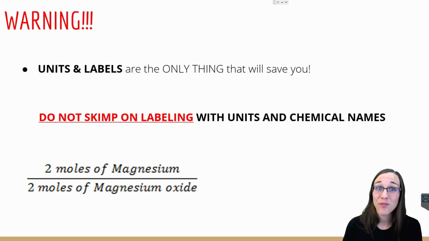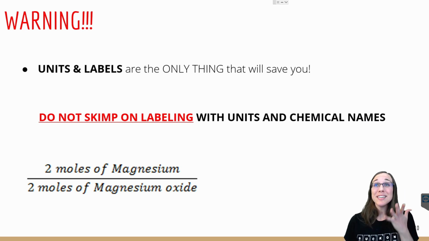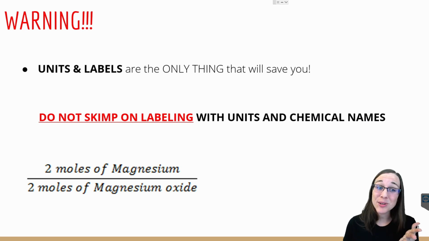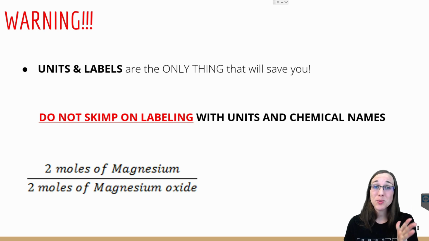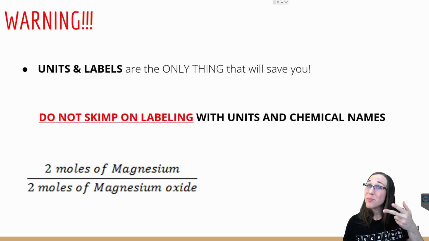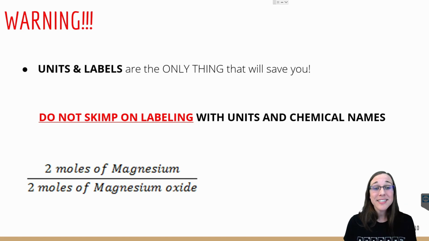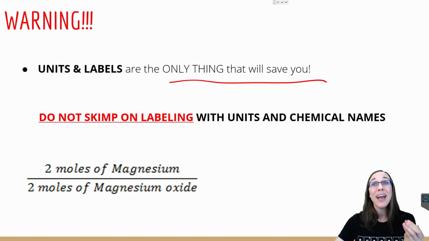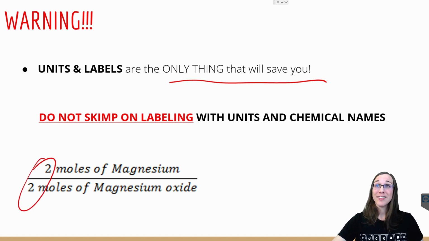Again, just a fair warning. Do not skimp on the labeling. I can't tell you how many times students would get this wrong just because they would flip-flop the mole ratio and get the entire answer incorrect in a lab report or on a test. Don't skimp on the labeling. The labeling is literally the only thing that will save you at this point in chemistry, especially when your mole ratios are not the same value, reducing down to 1. It will entirely skew your answer.